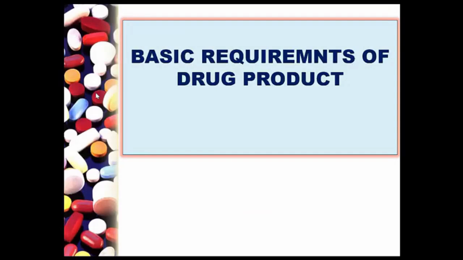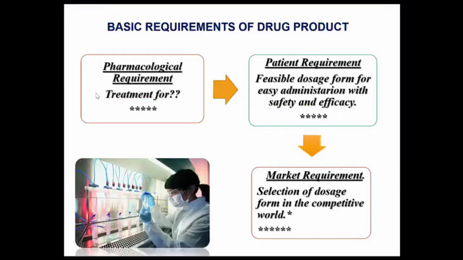Basic requirements of the drug product, which is a very important subtopic in this session. Very important topic. What are the basic requirements in a drug product? Pharmacological. First, any scientist should keep in mind what pharmacological requirement my medicament, my pharmaceutical, my drug product is meeting. That means pharmacological need, patient requirement, patient need, market requirement, market need.